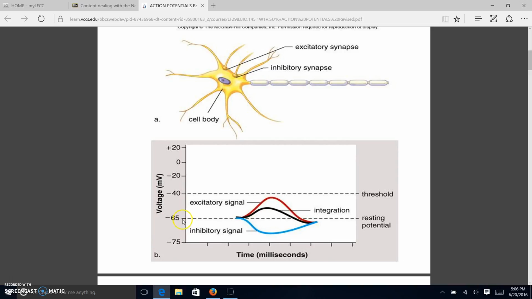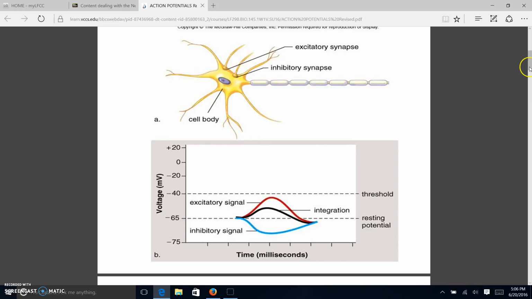And so the first thing, notice our numbers, and this line of our graph is representing our voltage, which is measured in millivolts. So that's negative 75 millivolts, negative 65 millivolts, negative 40 millivolts, negative 20 millivolts, 0 millivolts, and then finally positive 20 millivolts. So notice that this line right here with the dotted line is marked resting potential.